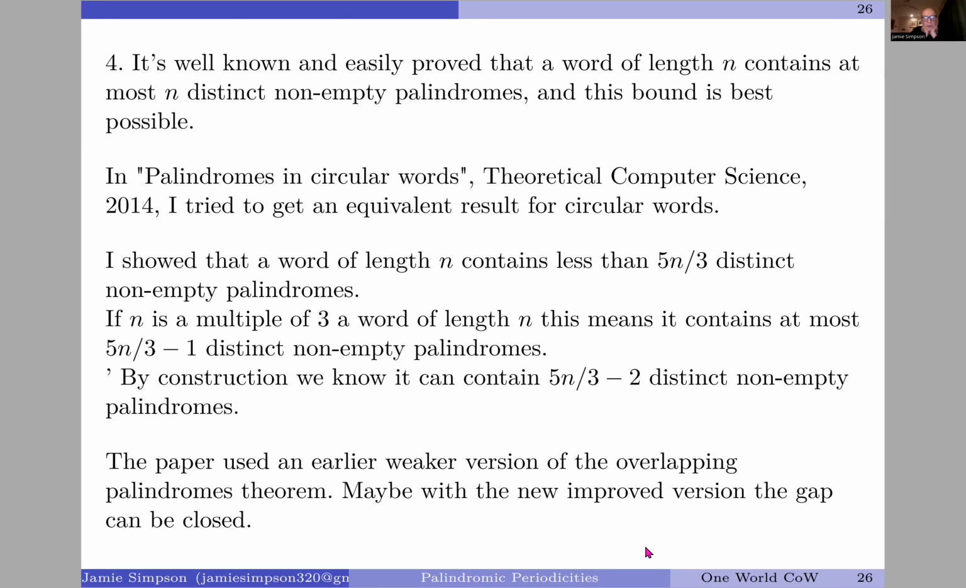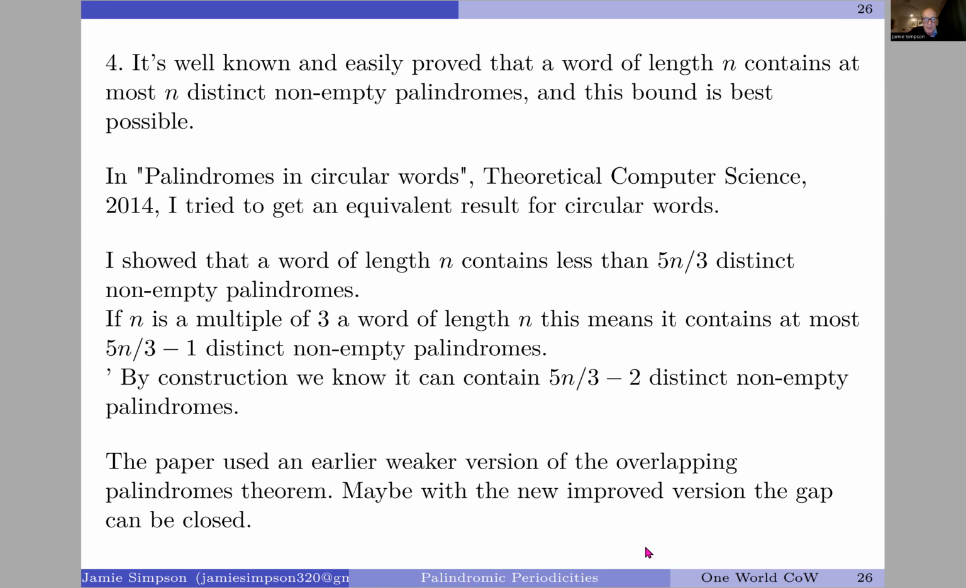There's a well-known and easily proved theorem that a word of length n contains at most n distinct non-empty palindromes. That's a famous theorem and it's easy to prove, with a very nice, beautiful proof. In a paper called Palindromes in Circular Words, I tried to do the same thing with palindromes in circular words. This turned out to be much more complicated and didn't give a sharp bound. Well, I couldn't get it.